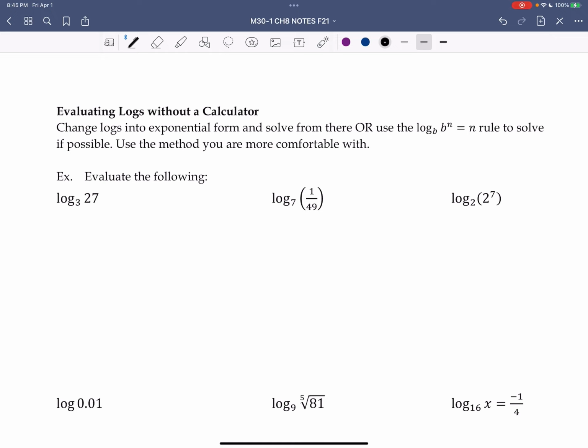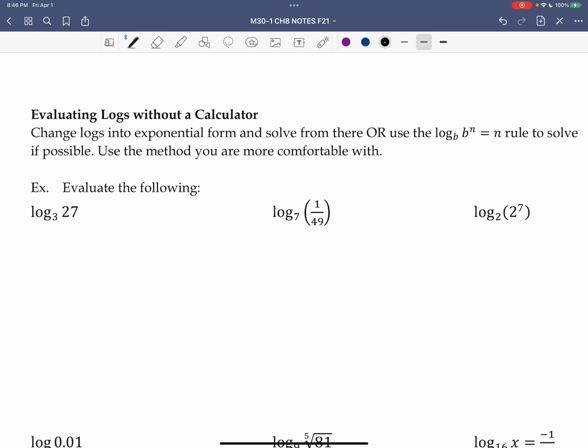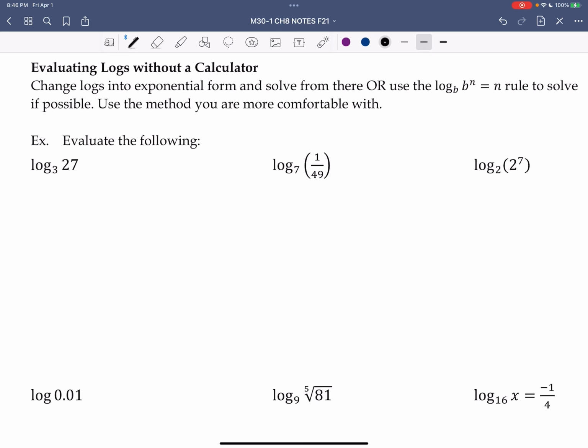Example, evaluate the following. We have log base 3 of 27. We want to evaluate that. Let's start by using the log base b of b to the power of n equals n rule. So I can write this as log base 3 of 3 to the power of 3. 27 is 3 to the power of 3. By the rule, this log equals the exponent on the argument, so that equals 3.